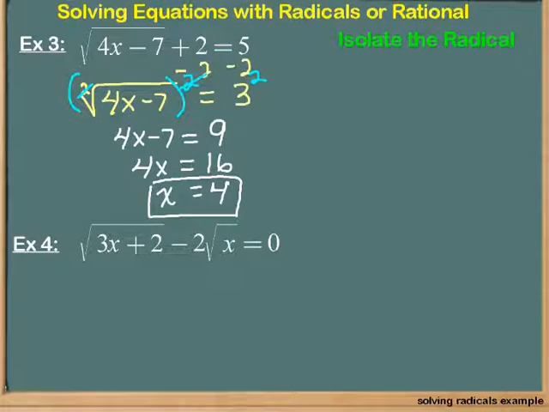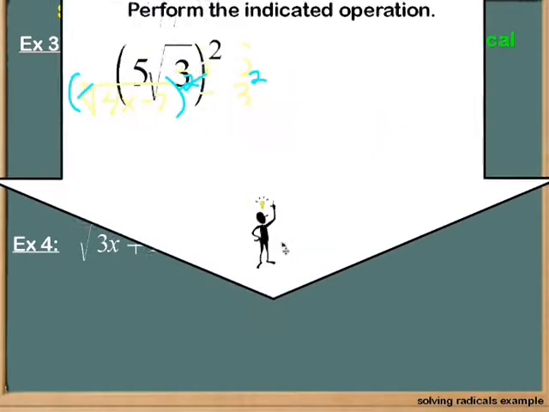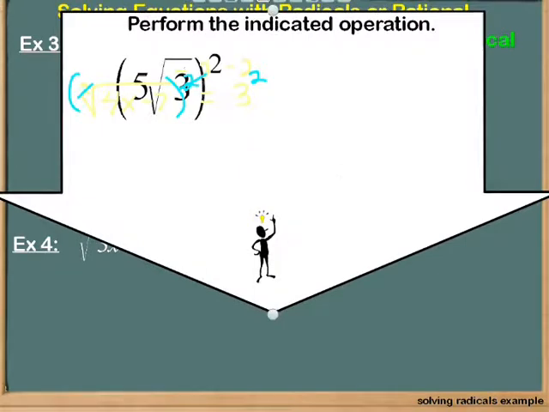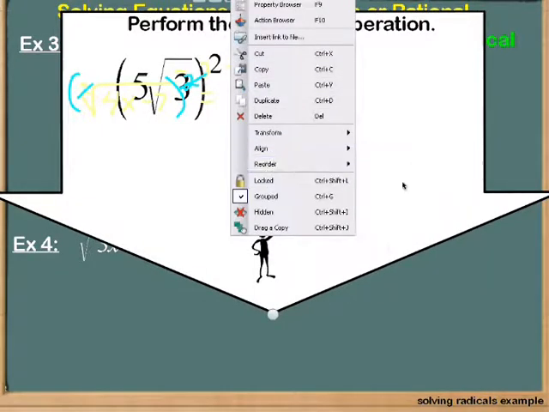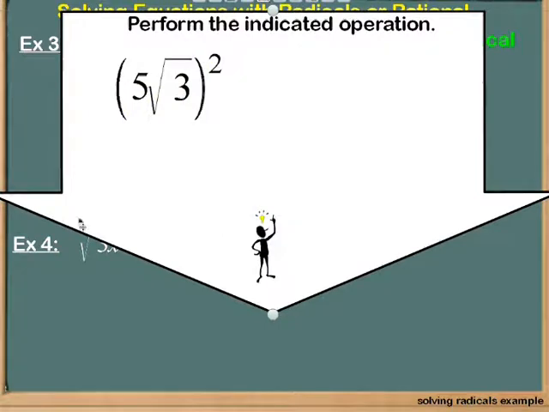Now it's time to refresh your memory about something here. How do you go about doing the following? How can I go about solving this, 5 square root 3, all squared? Do you remember how to do this process? It's going to look like this. This means 5 root 3 times 5 root 3, right?